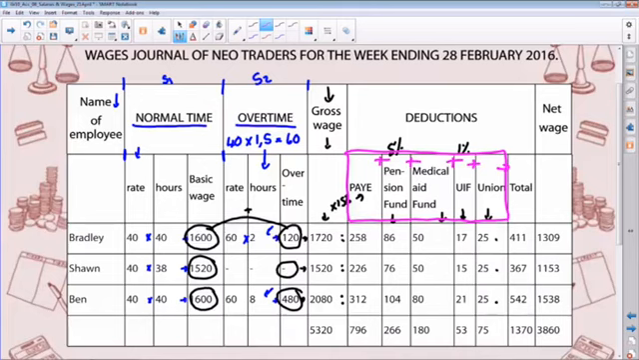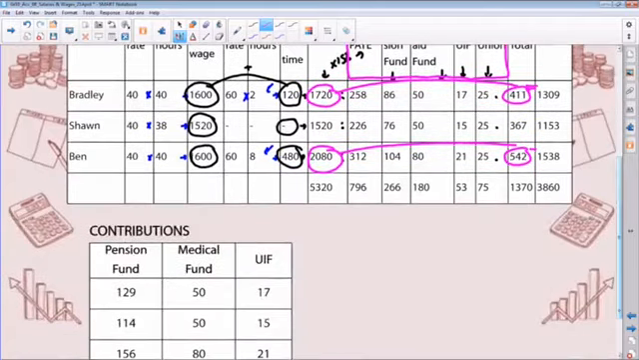What is that? Your total deductions. And this is just a help column. This column helps you to get your net wage. How do I get my net wage again? I take my gross wage minus the deductions to equal the net wage. So I take the 1,720 minus your 411, and therefore you'll get your 1,309. And the same thing, let's quickly do Ben. Your 2,080 minus your 542 to give you your 1,538. And then lastly, your contributions. Now this needs to actually move in here. I didn't have enough space.